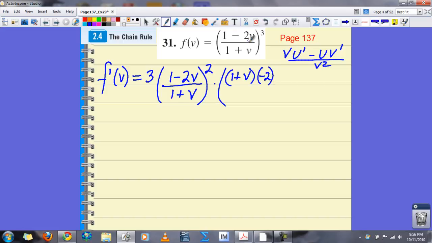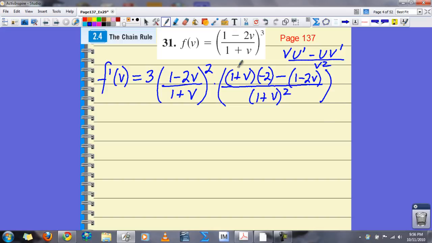Then, minus u, which is the top, times the derivative of the bottom, which is, well, the derivative of 1 is 0 and the derivative of v is just 1. So we really don't need to put that. All over the bottom squared, 1 plus v squared. Alright?